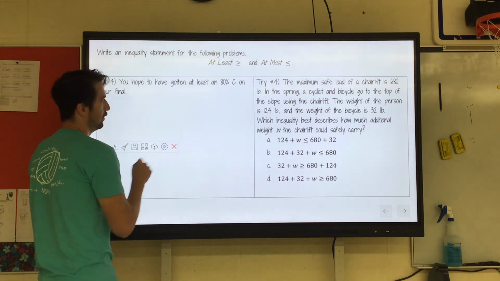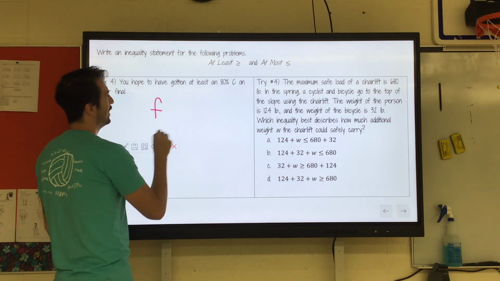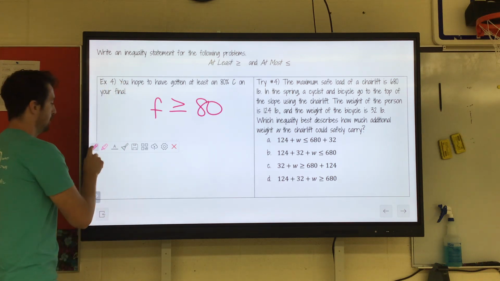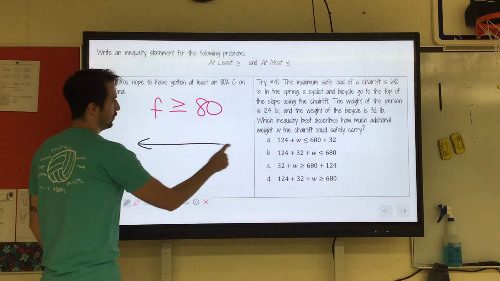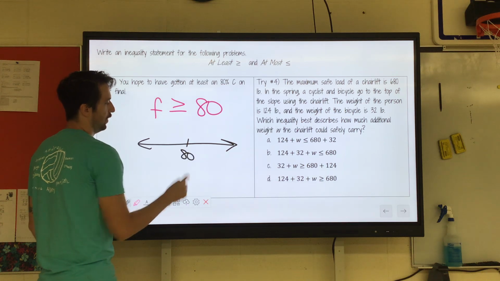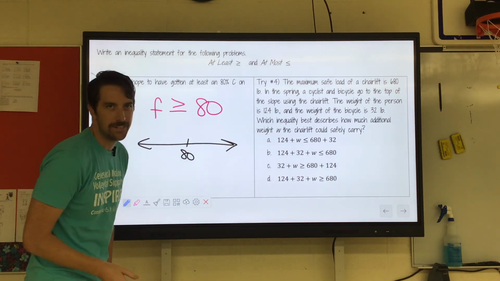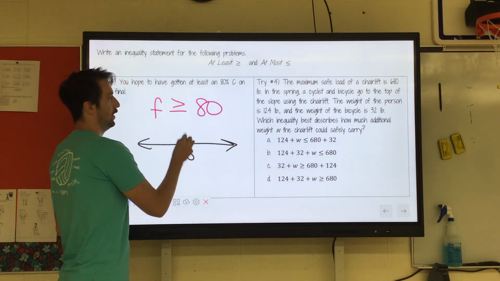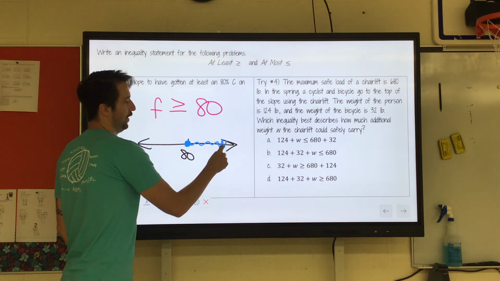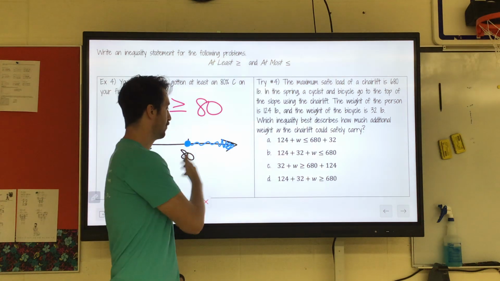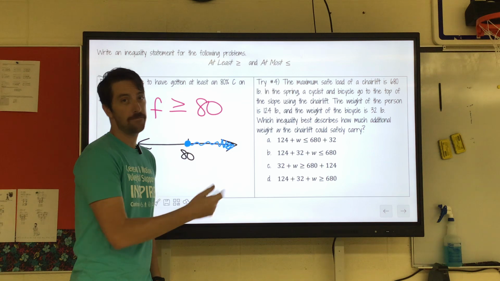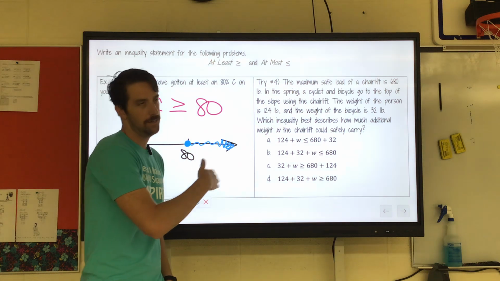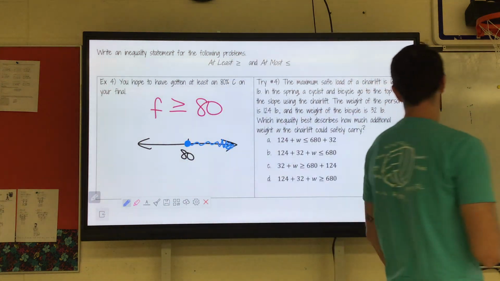So we could pick any letter. Let's say F for final. At least would be greater than or equal to, and we want to get an 80%. Let's get real wild and also put this one on a number line. Again, all I care about is the 80. Open or closed dot? Closed because it's or equal to, and it's greater than, so we would shade to the right. Now, where this graph could be misleading is that the way I've shaded it, it could include 5,000. We're not going to get a 5,000% on a test, so technically it would have an end at 100, but we're not even worried about that.